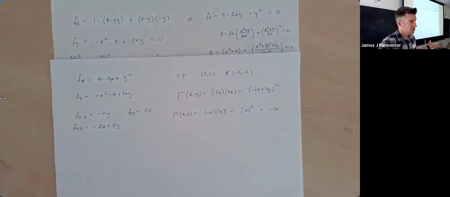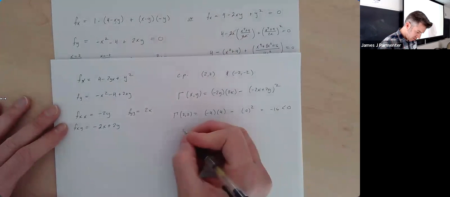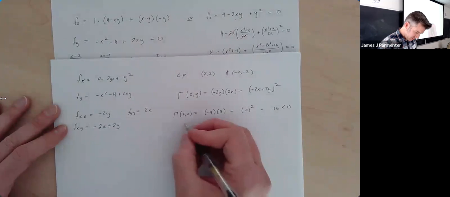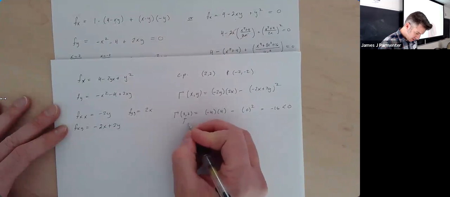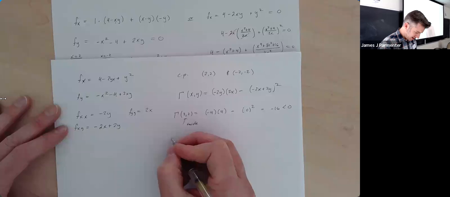Max, min, saddle? Saddle, right? Less than 0. So we have a saddle here. And I think we're going to get the same result if we plug in negative 2, negative 2.